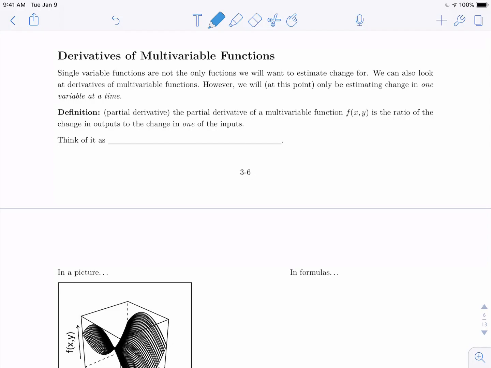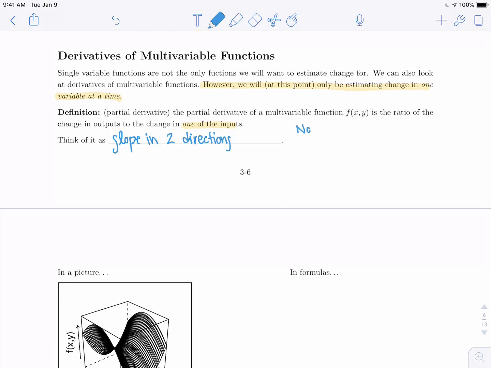So here, we're going to start talking about what's called a partial derivative. The key idea is that at this point, we're only changing one variable at a time. So we have to decide which variable we're going to change. We still have this idea of change in input and change in output, but now we have multiple inputs to think of. So the partial derivative says we can do this in either variable. It's the ratio of the change in outputs to a change in one of the inputs. So we will think of it as slope in two directions.